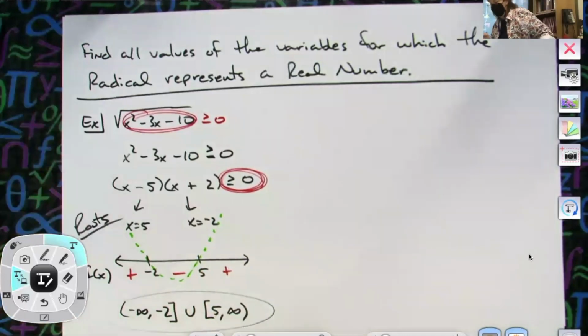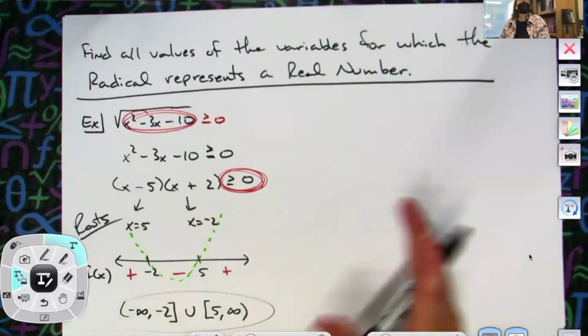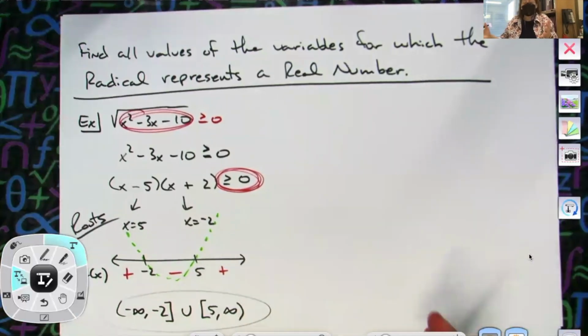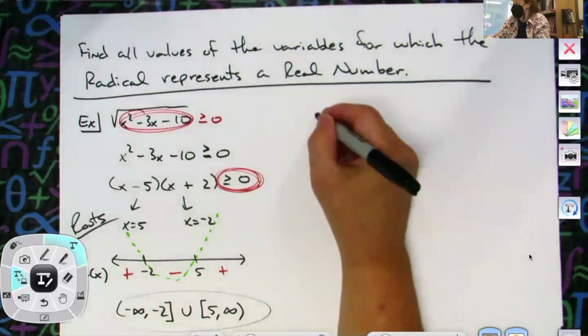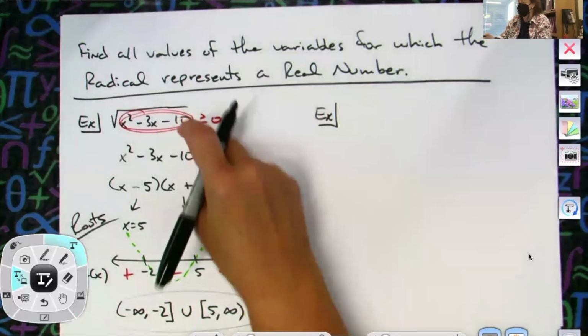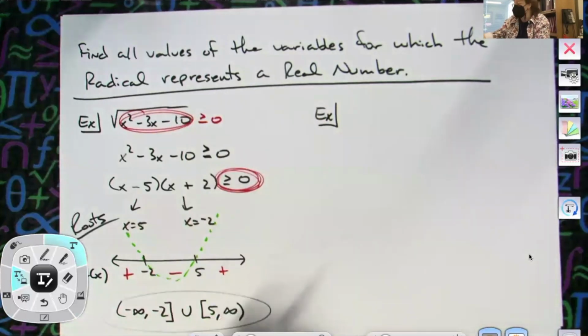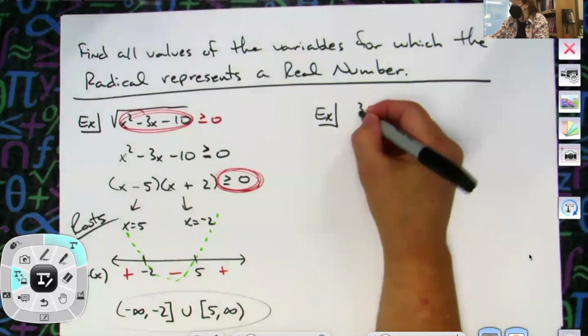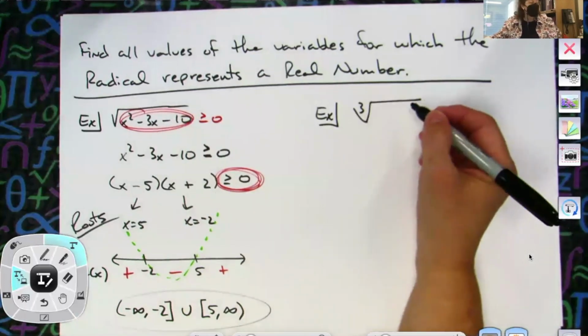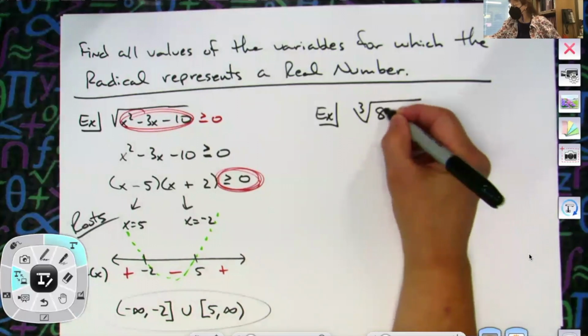Now, some of the questions in this particular section you're going to be able to just work out algebraically. But sometimes, before we even started, we did a little bit of thinking. I am going to ask you to think quite a bit here. So let's say we take the cube root of 8 minus 2x.